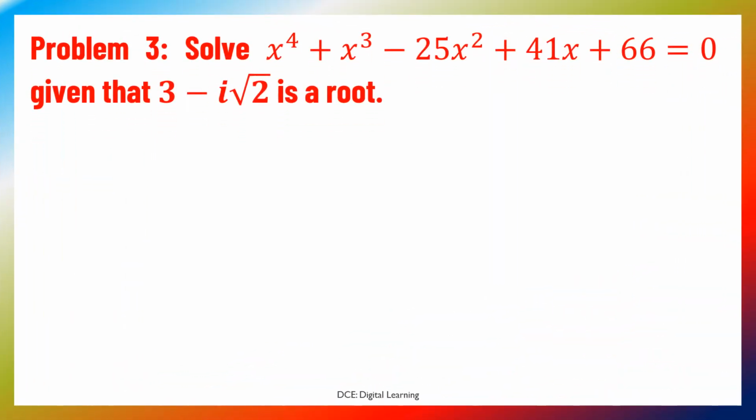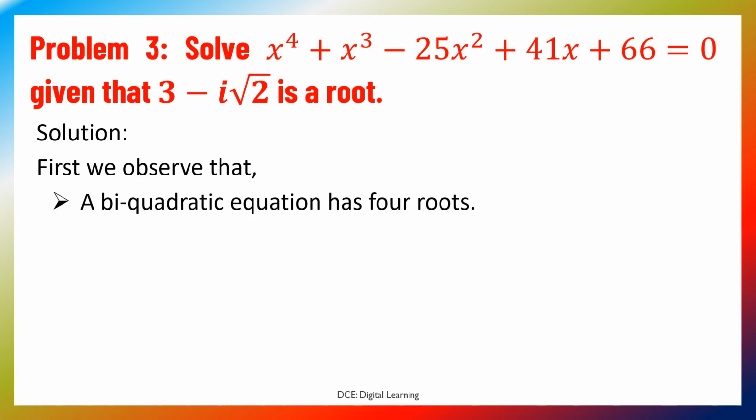Problem 3. Solve x raised to 4 plus x cube minus 25x square plus 41x plus 66 equals 0, given that 3 minus i root 2 is a root. Solution. First, we observe that a biquadratic equation has 4 roots. One root is given as 3 minus i root 2.